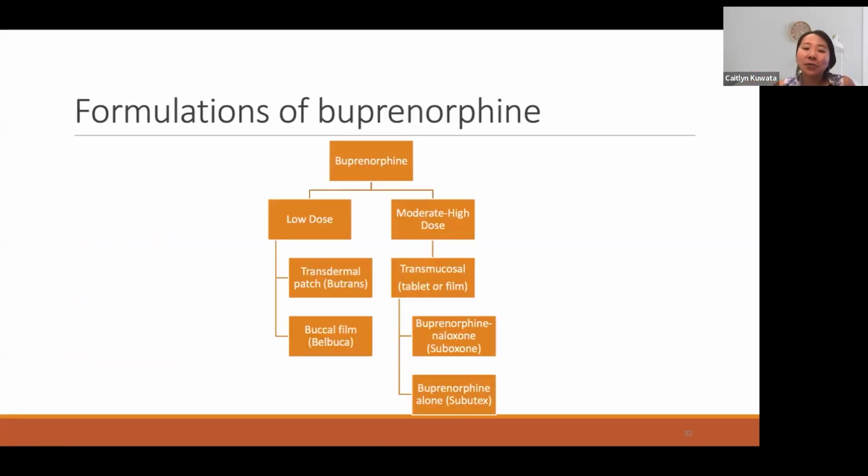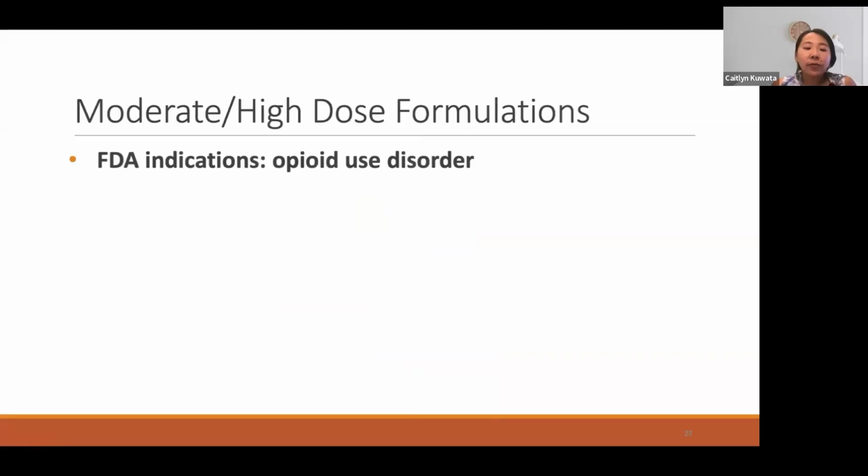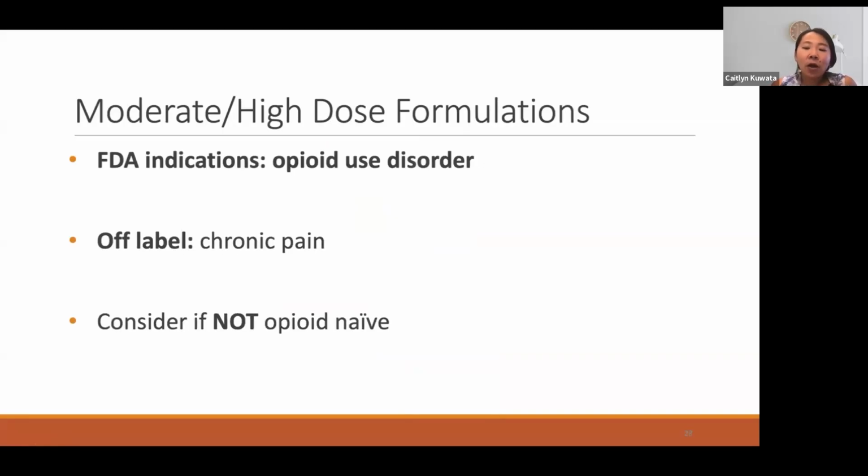Next, we will move on to the moderate or high dose formulations of buprenorphine. These are your transmucosal, either coming in tablet or film versions. And you have buprenorphine with naloxone, commonly known as Suboxone, or you can have buprenorphine alone, also known as Subutex. So the FDA indications for these moderate or high dose formulations are for the use of opioid use disorder. Off-label, they can be used for chronic pain. And I would not use these in people who are opioid naive.